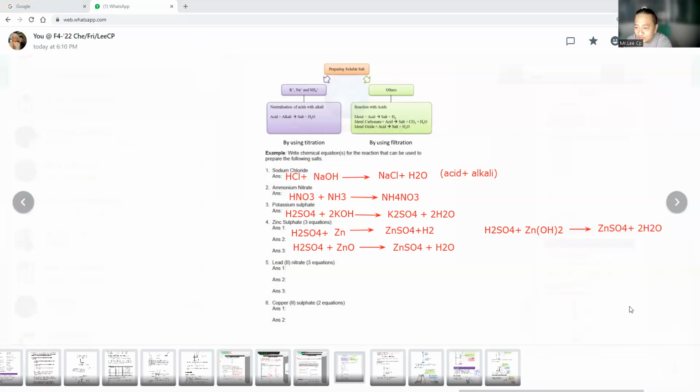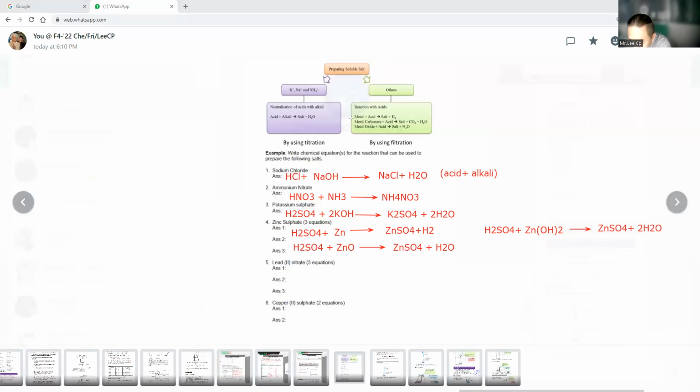But I didn't write the state symbols. Now this one is all soluble salt, no precipitation, because here it already tells you it is going to prepare the soluble salt. Okay. Now actually there is still one more.